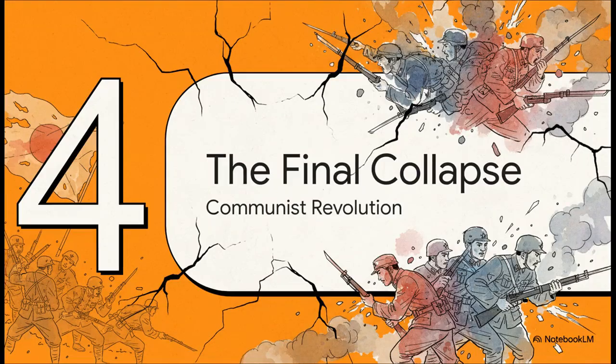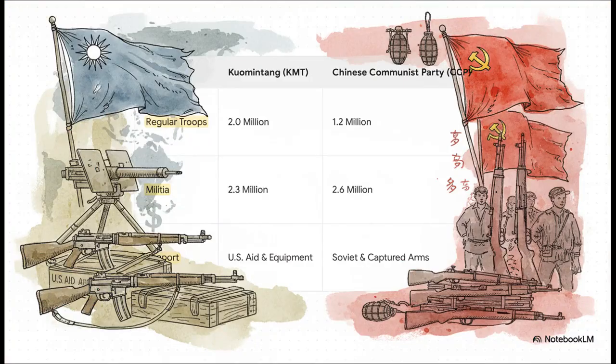Okay, let's fast forward to 1945. World War II is over. Japan has surrendered. That fragile truce between the nationalists and communists evaporates overnight. The Civil War is back on, and this time it's faster and more intense than ever. Now, if you were a betting person in 1945, you'd probably put all your money on the nationalists. I mean, on paper, they had everything. More troops, way better weapons thanks to the US, and all the major world powers recognized them as the real government. The communists? They had a lot of people, sure, but their equipment was pretty shoddy in comparison.